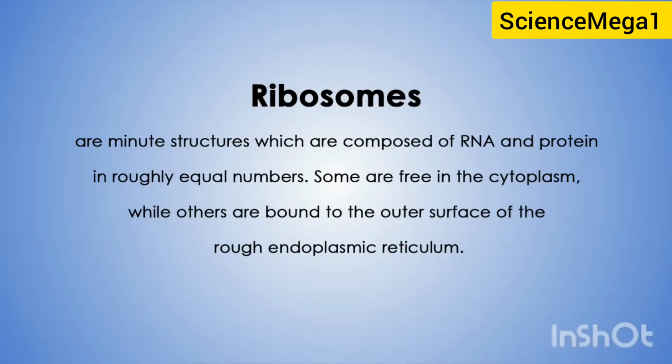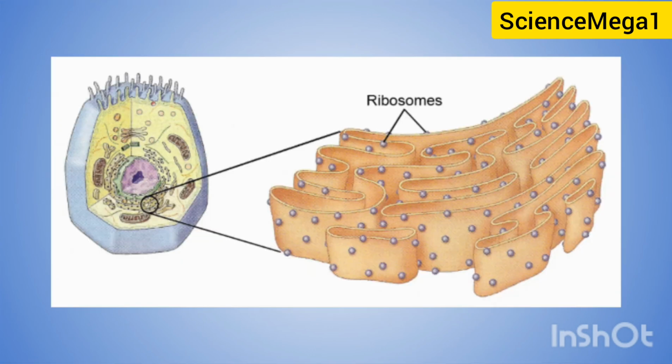Ribosome is another organelle we need to look at. Ribosomes are minute structures which are composed of RNA and proteins in roughly equal numbers. Some are free in the cytoplasm, whilst others are bound to the outer surface of the rough endoplasmic reticulum. Let's look at their functions. They are the site for protein synthesis. And by that we mean it is within the ribosomes that proteins are manufactured.